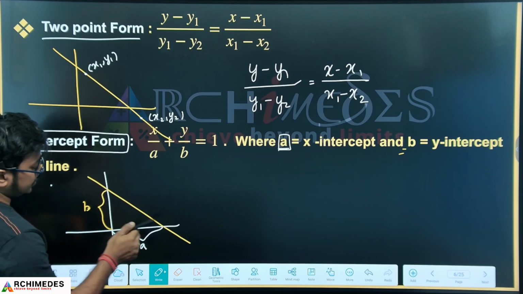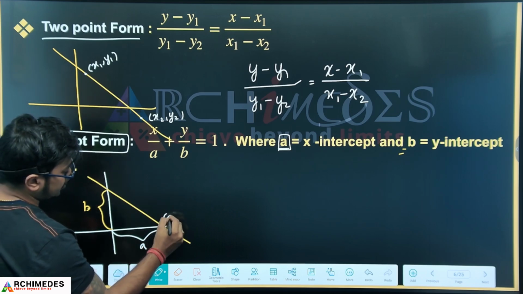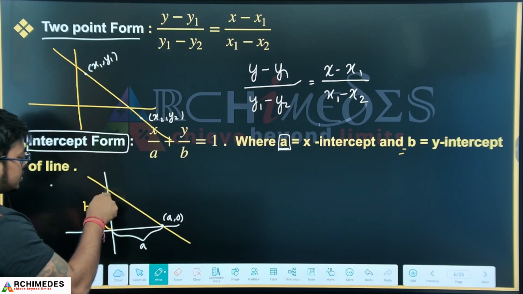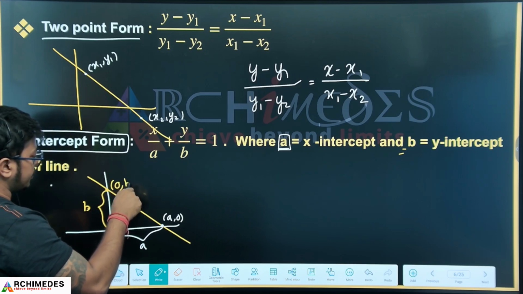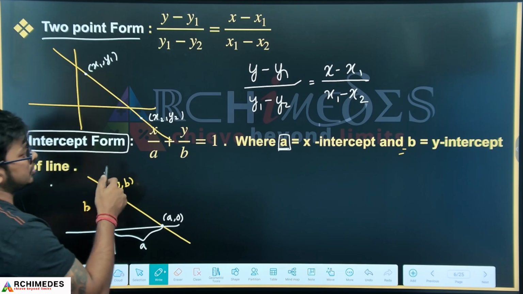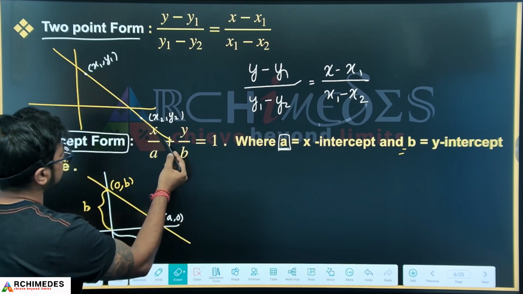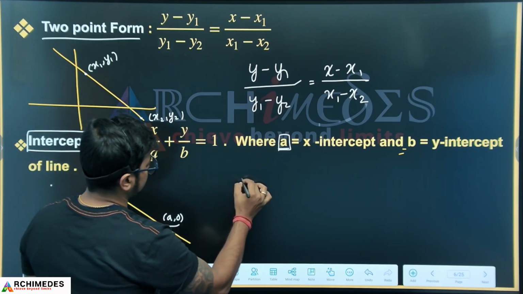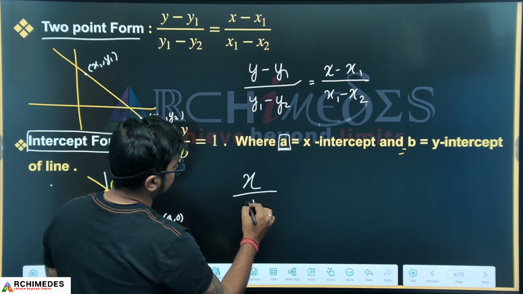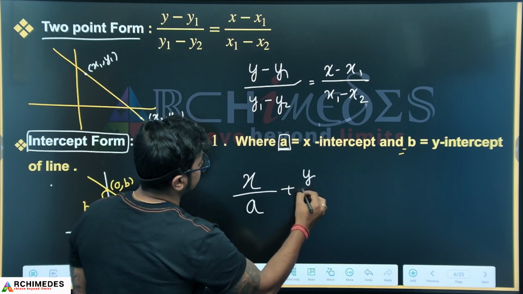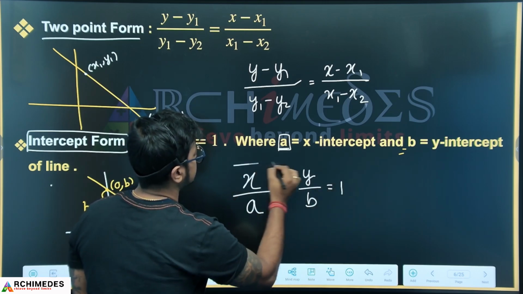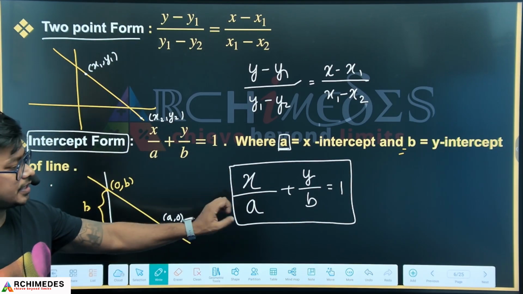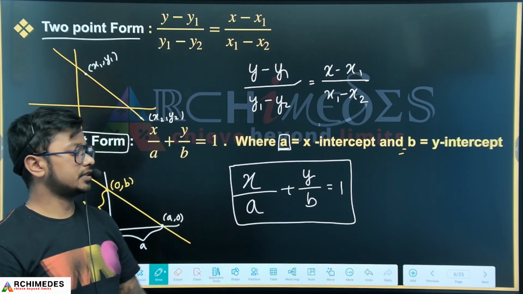So can we say that this point is A comma 0, because it is on the x-axis and the y value is 0. And this point is 0 comma B. So this is the equation. Am I clear? x by a plus y by b equals 1. So this is the intercept form, sorry, not slope intercept, where a is the x-intercept and b is the y-intercept. Any doubt?